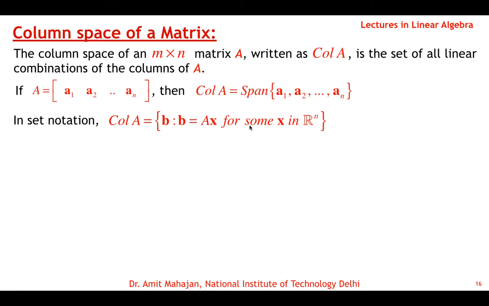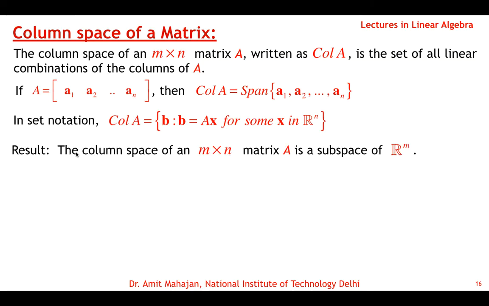So the vectors B which are in the column space of A are the transformed vectors, so they must belong to the Rm space. If A is an m cross n matrix, there is a transformation from Rn to Rm. So vectors B in the column space of A are actually in the codomain. We are also going to prove this, that the column space of A is a subspace of the codomain Rm. Result: the column space of an m cross n matrix A is a subspace of Rm, clearly because it contains vectors B such that this system is consistent for some x in the domain.